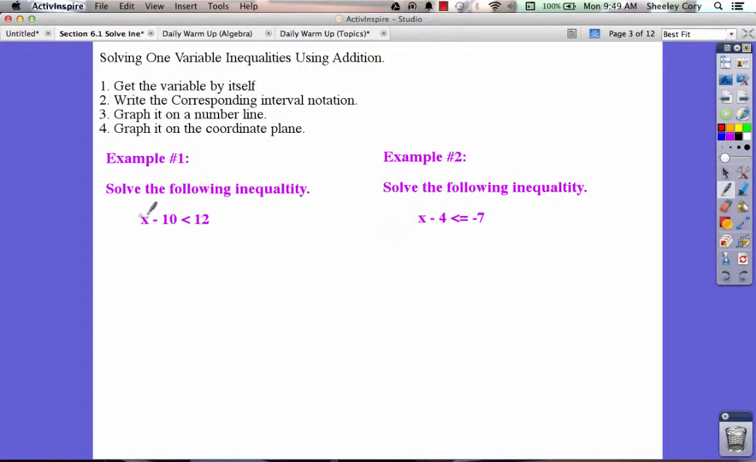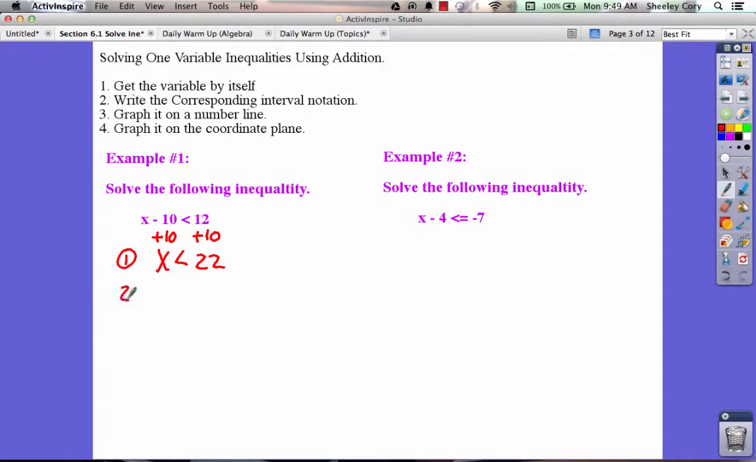So first, solve the following inequality. It says some number minus 10 has to be less than 12. So if I want to solve this, I'm going to do the inverse operation and add 10 just like we would if we solve an equation. Nothing changes. The only thing different is this instead of an equal sign. So x has to be less than 22. So that's step 1 right there.